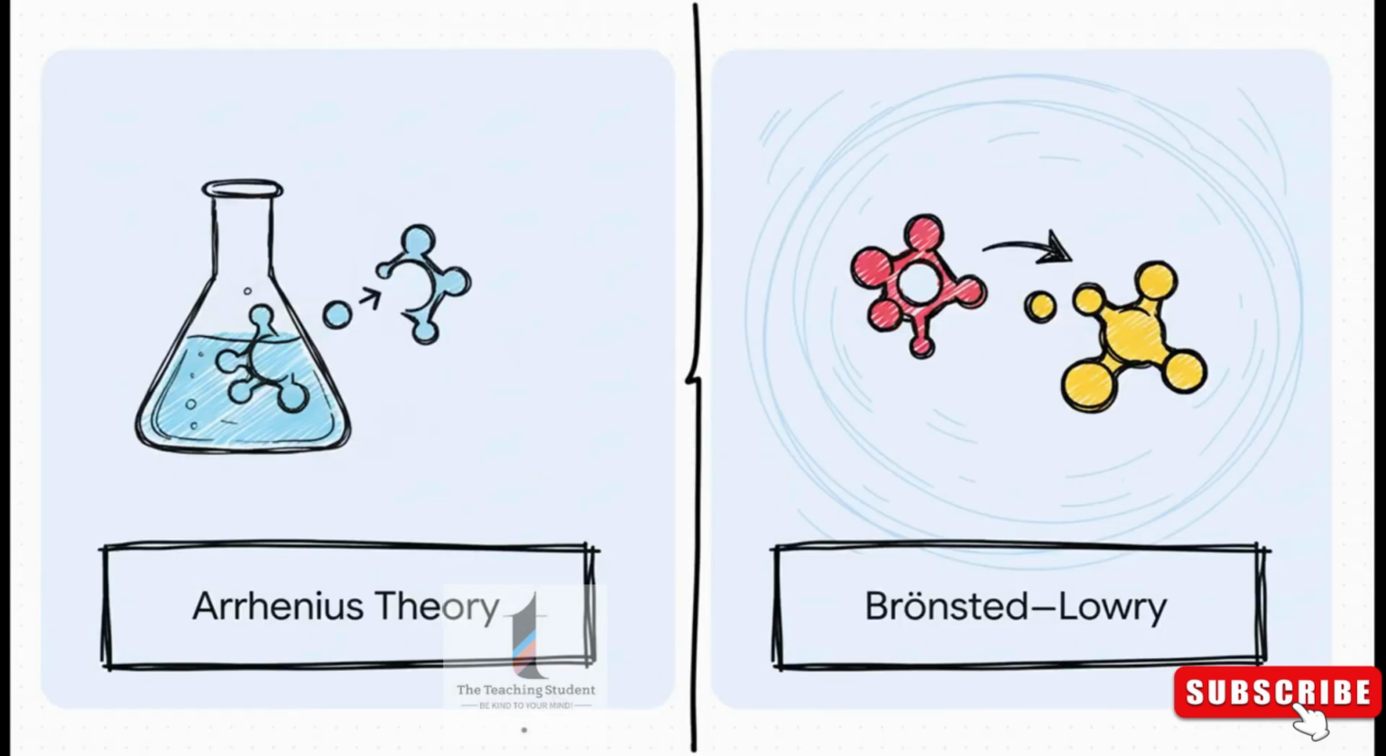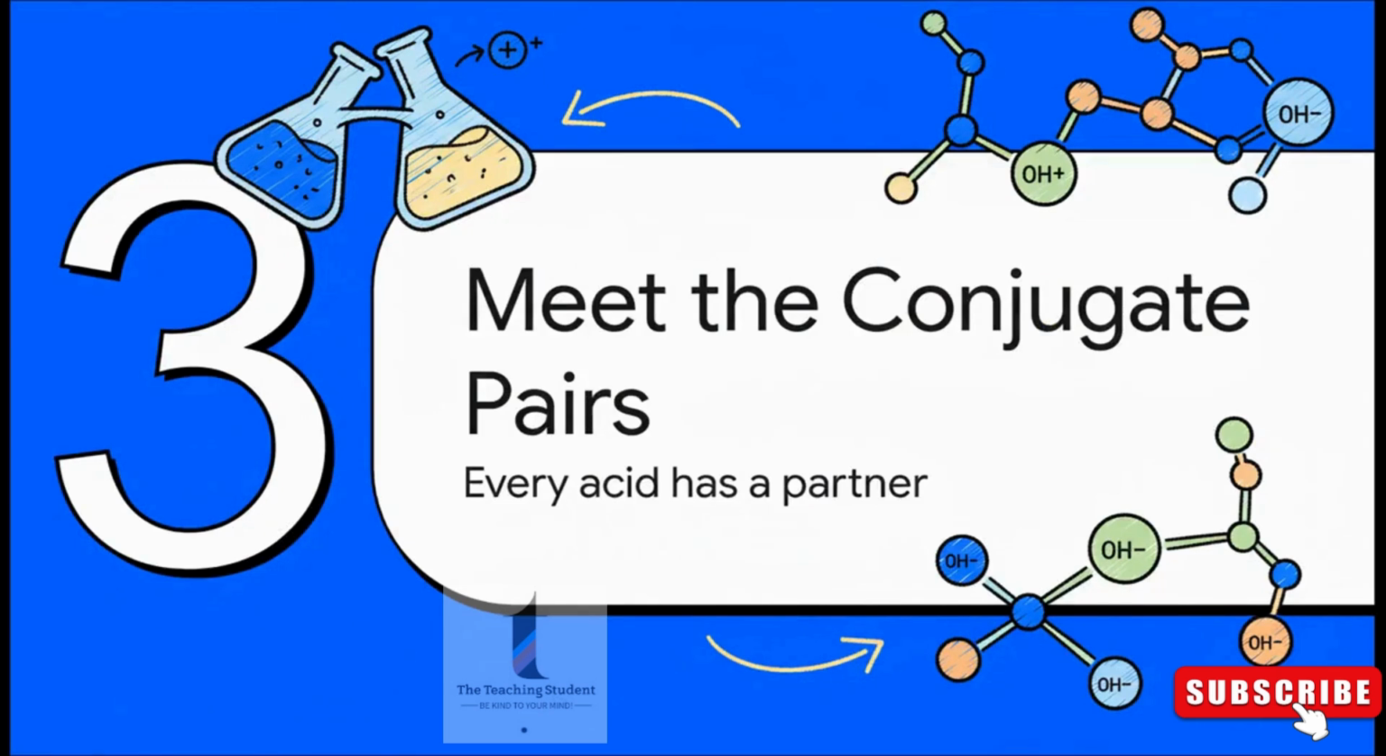This chart really puts it all into perspective. Look, the Arrhenius theory was a great start, but it was stuck. It only worked for reactions happening in water. The Bronsted-Lowry theory, on the other hand, is way more powerful. It defines acids and bases by what they do, donate or accept protons. And that means it works in any solvent or even in gas phase reactions. And it perfectly explains why ammonia is a base. It's because it's a proton acceptor. Problem solved.